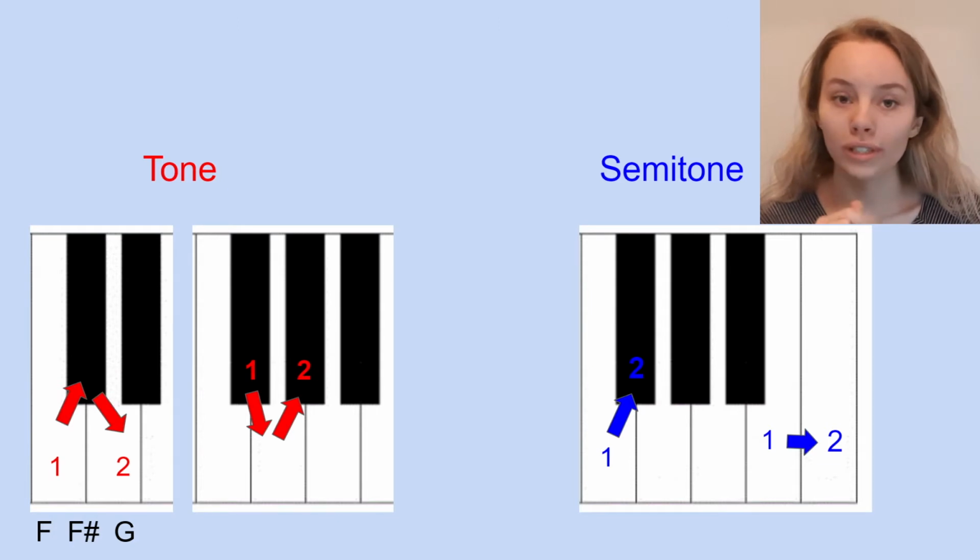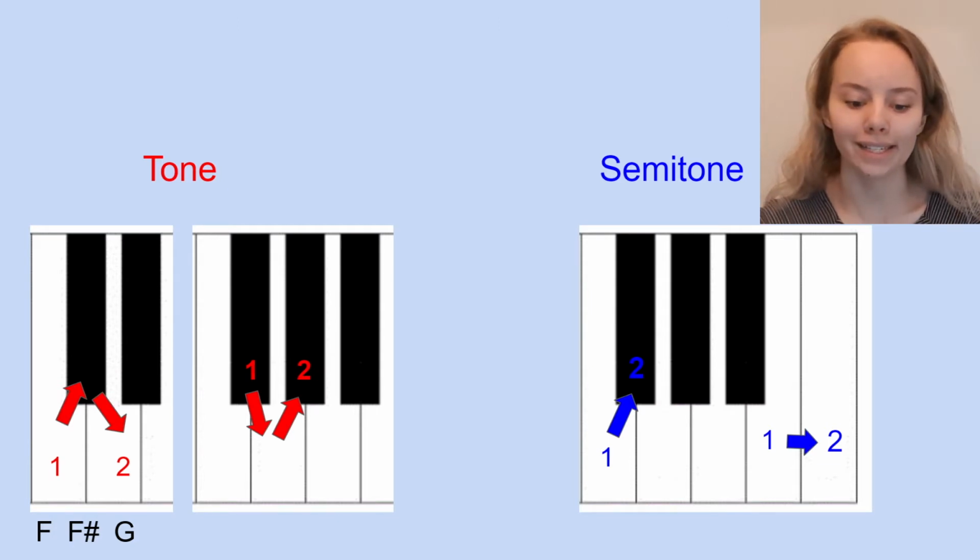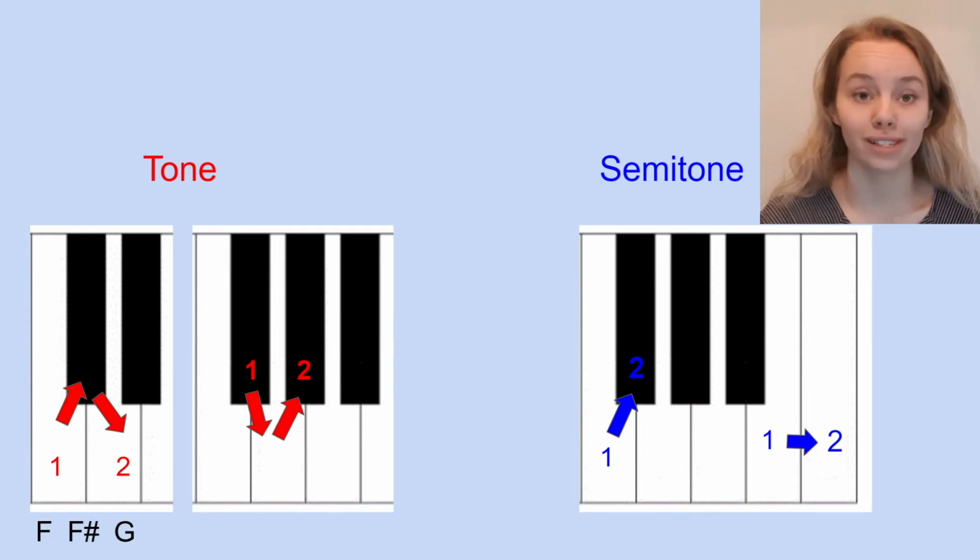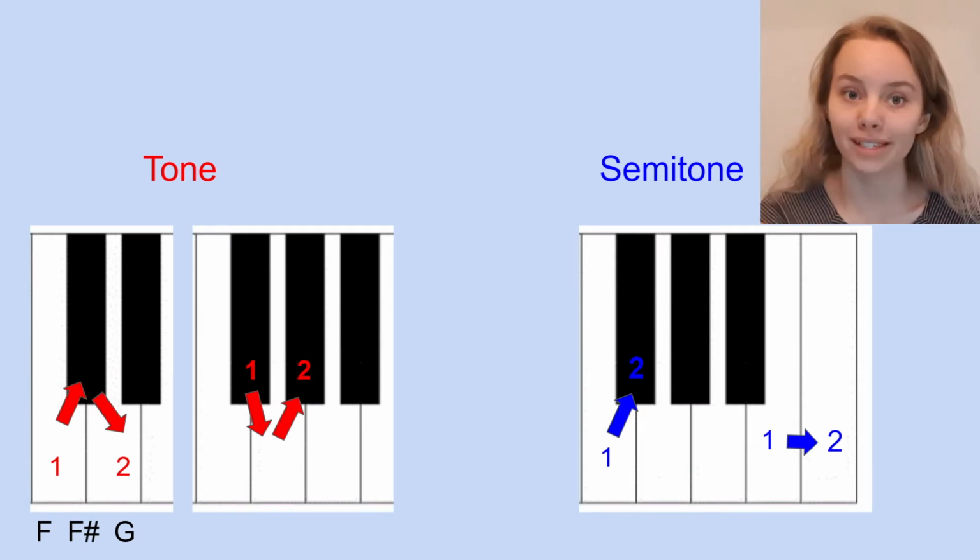So what is 1 semitone? 1 semitone is 1 step. So in this example we go from F to F sharp, that's 1 step, that's a semitone, nice and easy. Then let's have a look at the second example we have here. We go from B to C, 1 step, it's a semitone.